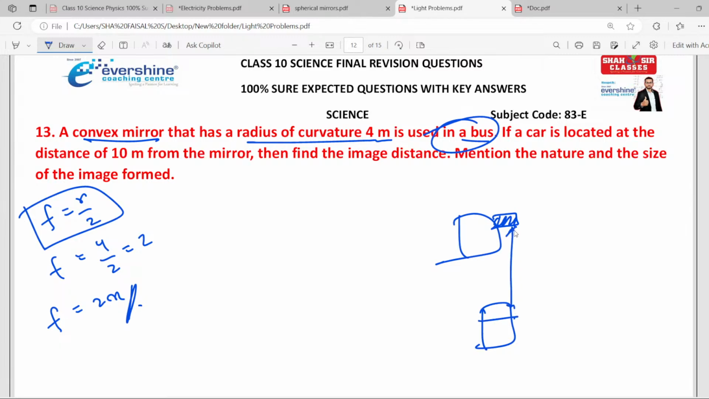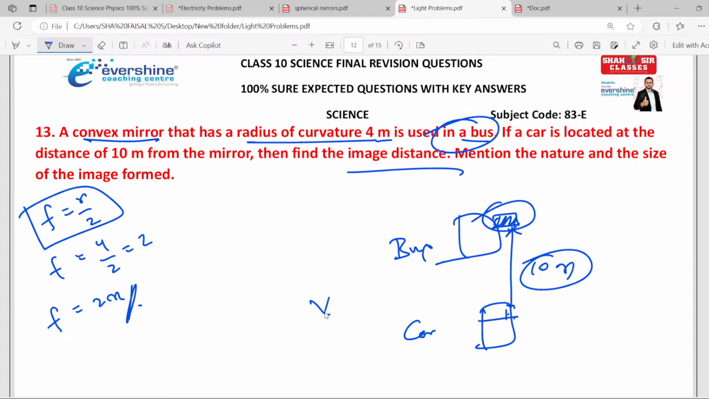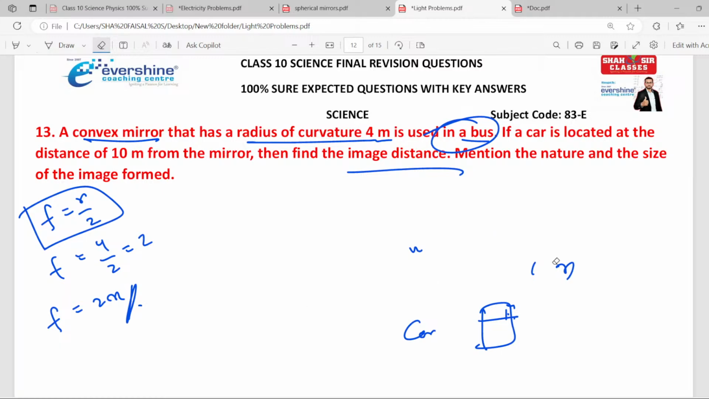So the distance, can you see this? The distance from this bus to the car, that is what the question is asking. Here he is using a convex mirror and he has given the radius of curvature, used in a bus. A car is located at a distance of 10 meters. So what is the distance from this bus to a car? The distance is 10 meter. This is the object distance, from here to here is 10 meter. Now they are asking to find the image distance. That is the v value they are asking us to calculate, and also to write the nature. Clear?